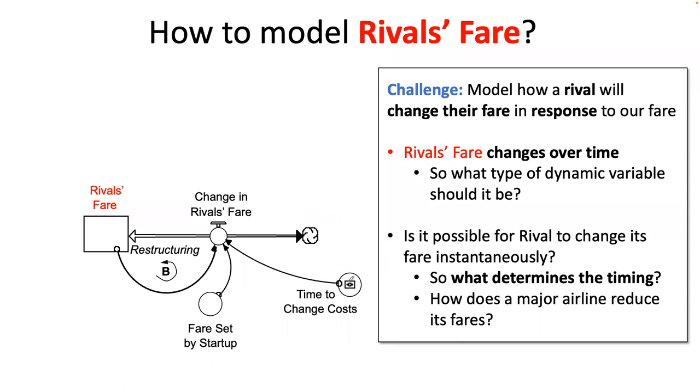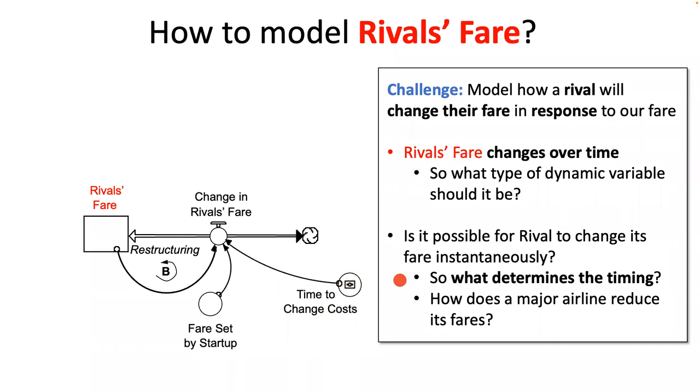This is the toilet model all over again. This is the water level at the top of the toilet. This is the water level right now. This is how quickly the valve can change the water level. So we can model how long it takes for the rival to reduce their fare by a dollar. In order to do that, they need to restructure something internally that just takes time. They have to do new routes, new whatever. And that can be summarized by this time to change costs.